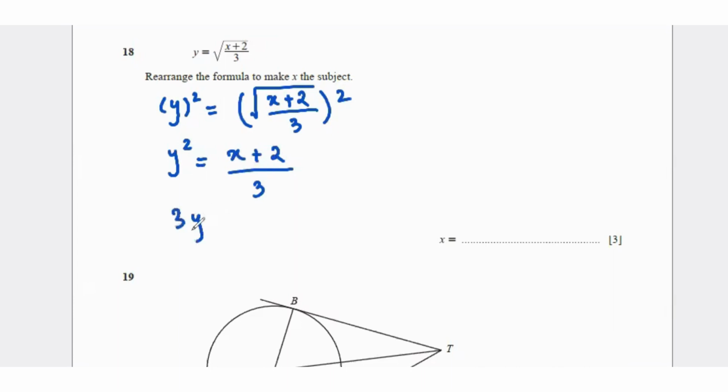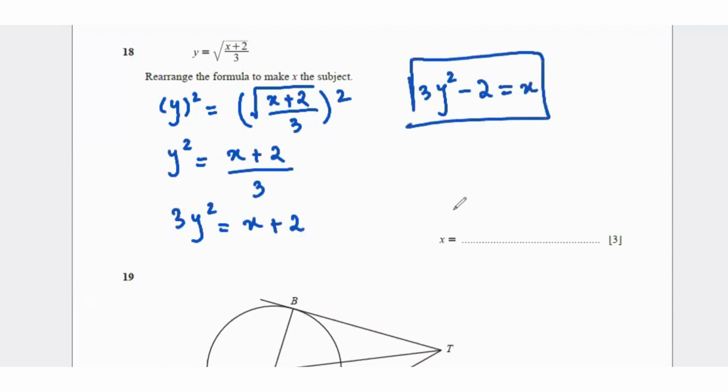Cross multiply: 3y squared equals x plus 2. And then what we do is 3y squared minus 2 equals x. That is your answer.